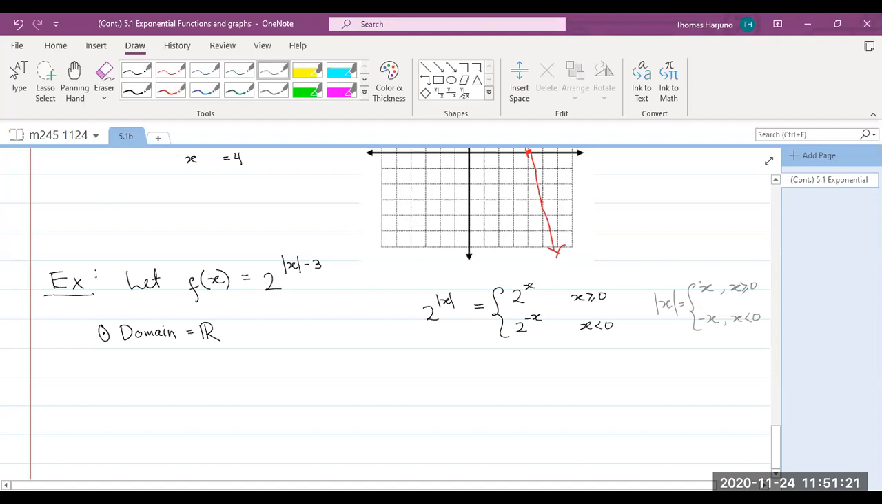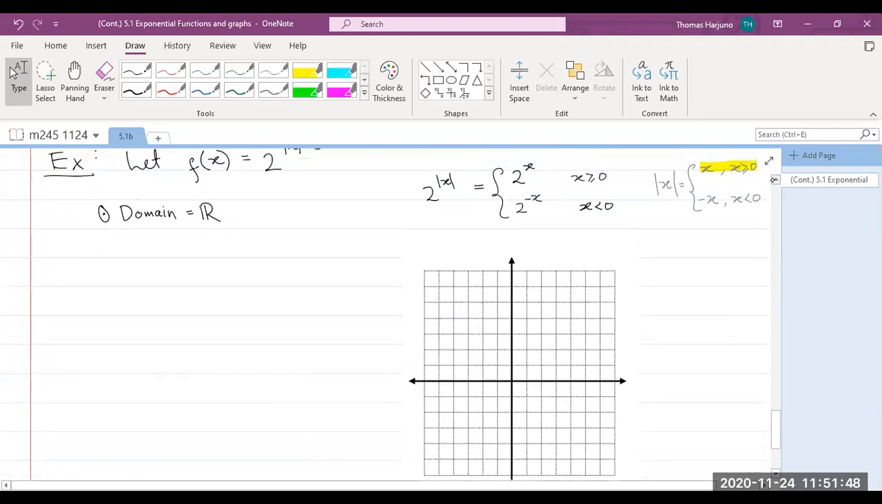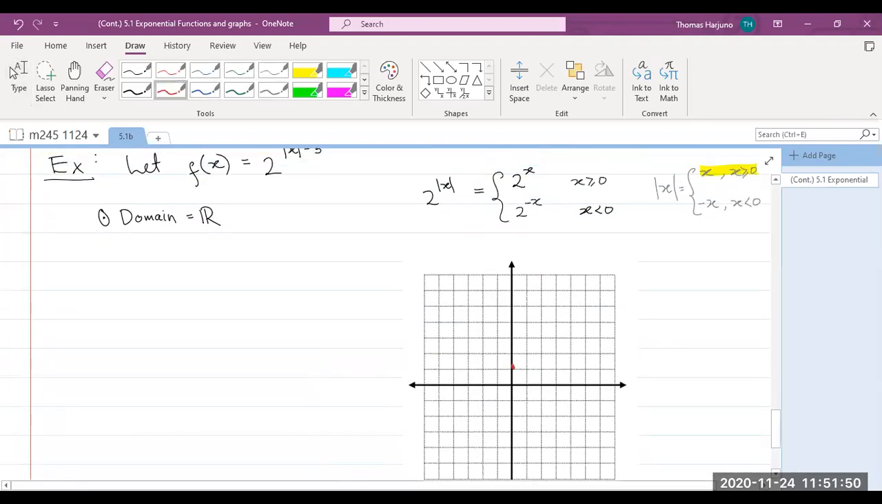Okay? Now, because of that, this parallel to this. Now then, we can see 2 to the absolute of x as a piecewise defined function. 2 to the x, when it is positive, has this graph. That's what 2 to the x looks like. But that's for x is 0 or positive.